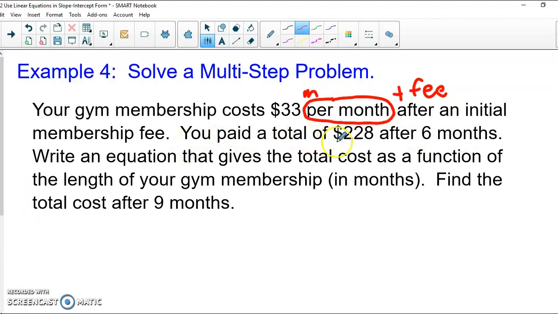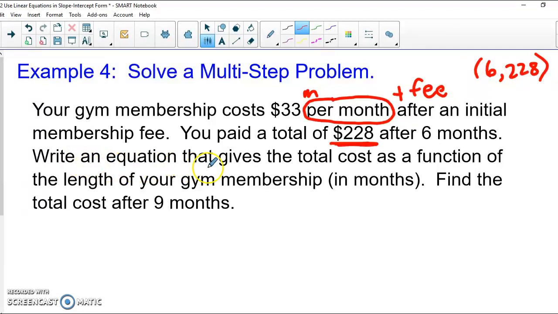When I hear this, it makes me think of a function, that my total cost is going to equal $228. So my whole function is equal to 228 when x is 6. So I'm really looking at f of 6. After 6 months, this is what it costs. So this is kind of like an ordered pair here. If I put 6 into the function, what I get out is 228.